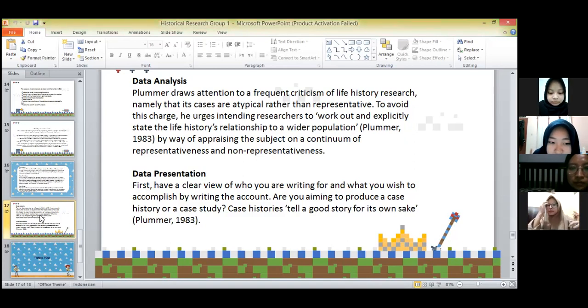Data presentation: first, have a clear view of who you are writing for and what you wish to accomplish by writing the account. Are you aiming to produce a case history or a case study? Case history tells a good story for its own sake. And the second, having established the purpose of the life history, decide how far you should intrude upon your account. And the third is preparing for publication. Editing involves getting your subject onboard, and structuring for your own.